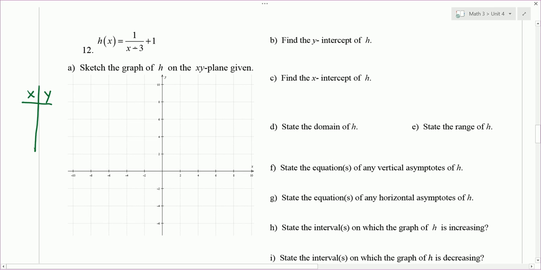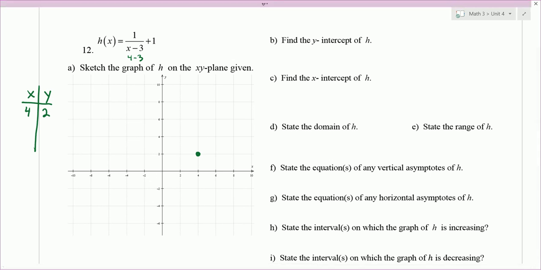Be nice to go 1 over 1. It's easy to divide 1 by 1, so what would x have to be to have 1 over 1? How about 4? So if x is 4, if I plug a 4 in, I get 4 minus 3 here. So I get 1 over 1 plus 1, which is 2. So I could plot that point, (4, 2).